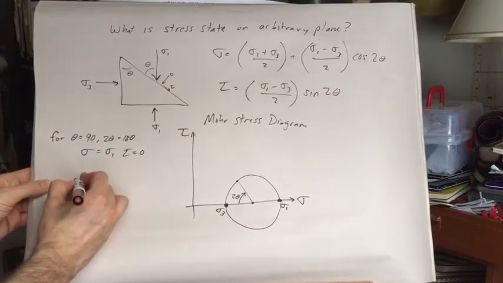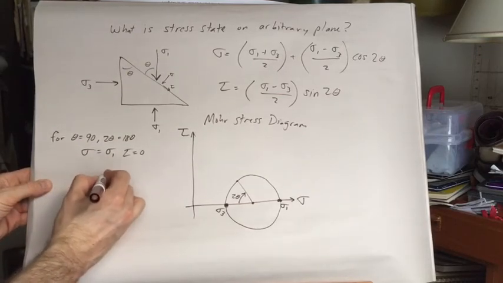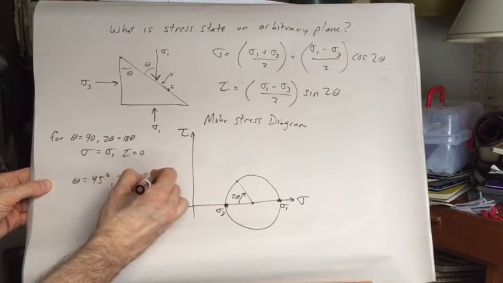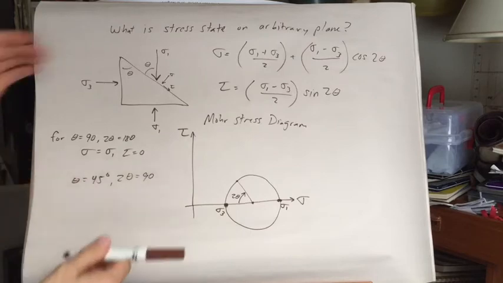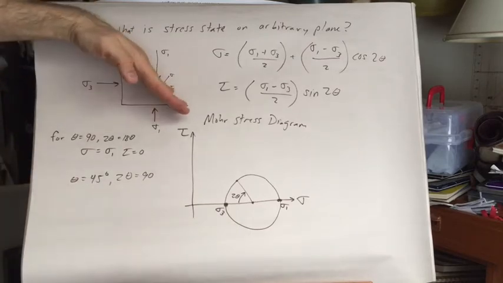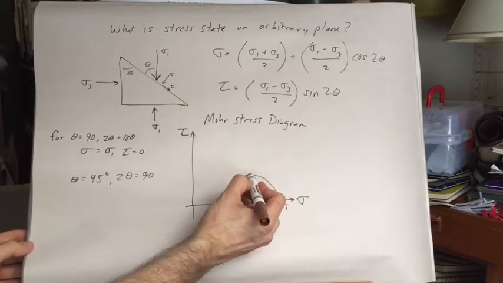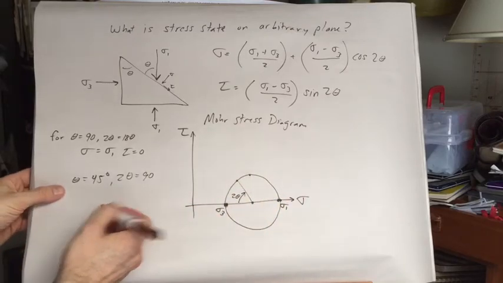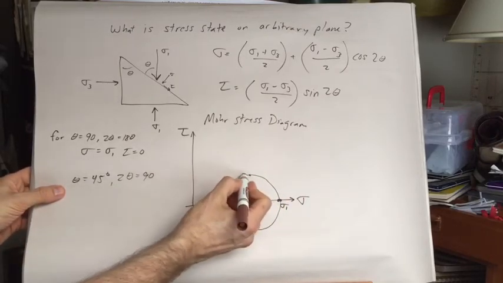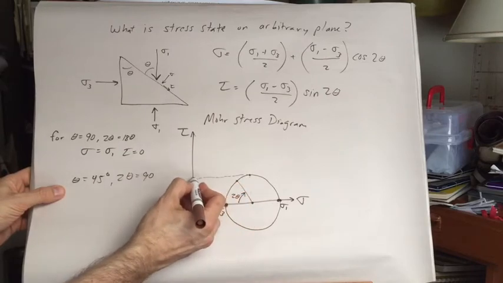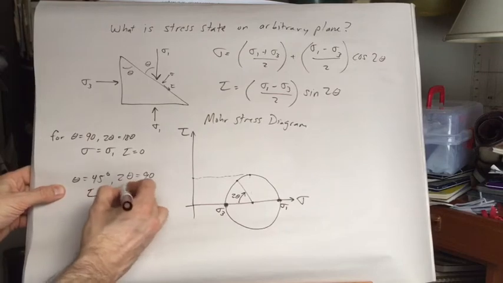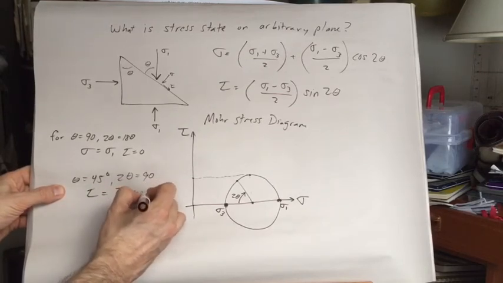For theta is 45 degrees, 2 theta equals 90. So at 45 degrees, that would be 2 theta up here at 90, so that would be that right angle. That's when the shear stress is the highest it can be in any orientation. So tau equals tau max.